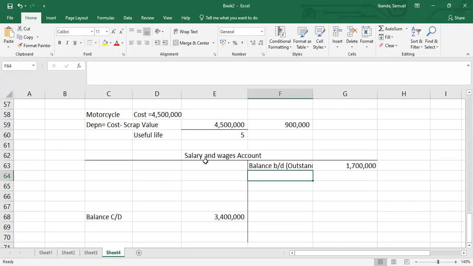Remember, this is a payment. So a payment is credited in the salary and wages account because it reduces the outstanding value. Like we said, what increases salaries is actually credit, our salaries coming into place.